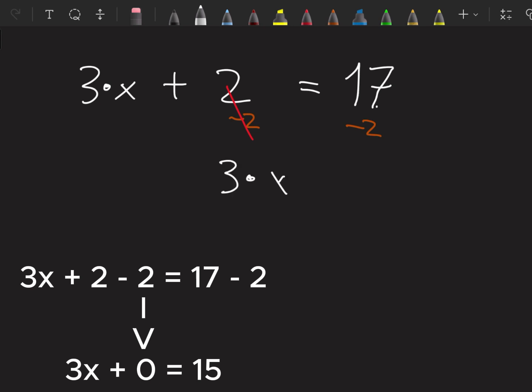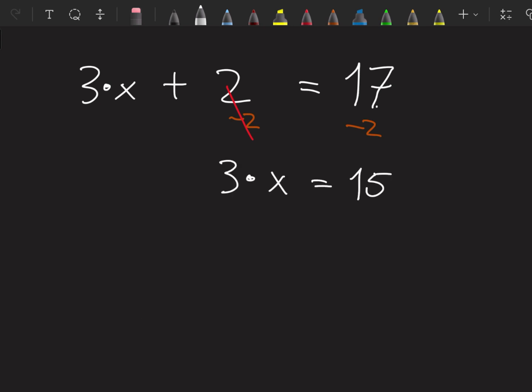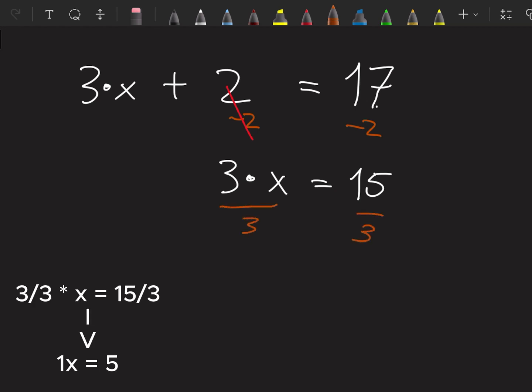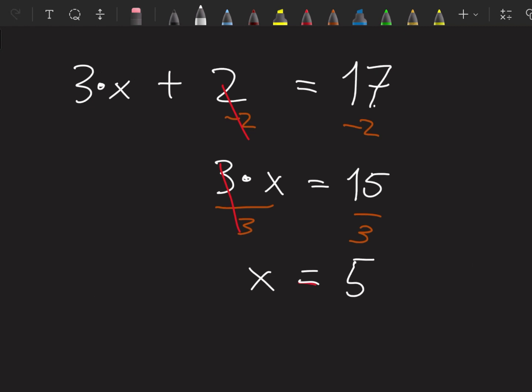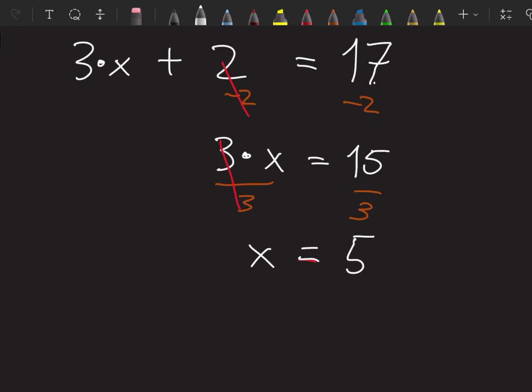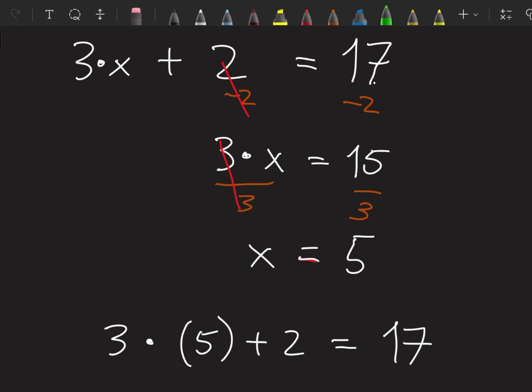So now we have 3 times x equals 15. What do we have to do so that x is by itself? We can easily divide by 3 on both sides. Now x is by itself. And x equals 5. We can check our answer. 3 times 5 plus 2 equals 17. And that's correct. Both sides are balanced.